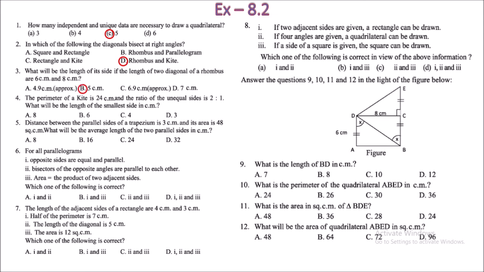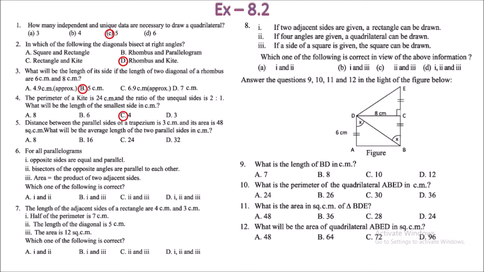So number 4, the perimeter of a kite is 24 centimeter. The ratio of unequal sides is 2 is to 1. If you just let the smallest side be x, the largest one will be 2x. So the perimeter will be 2 into x plus 2x, that equals 6x, that equals 24. So x will be 4 centimeter, that is the correct one.